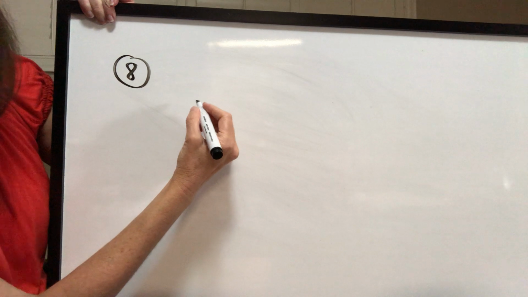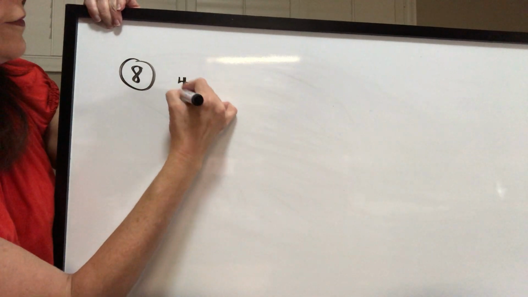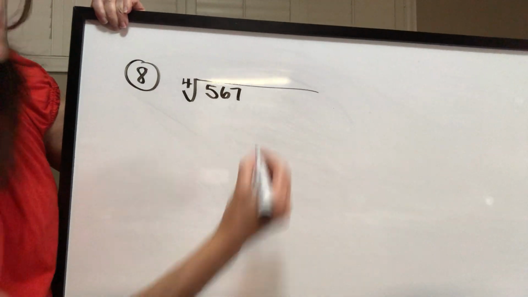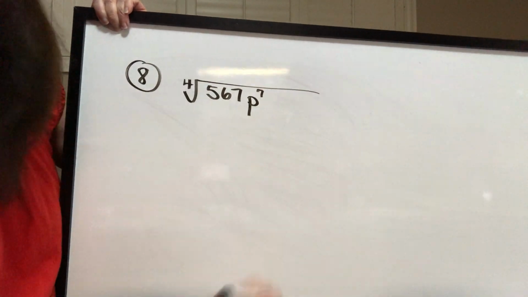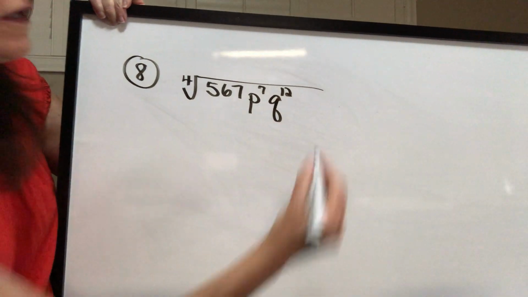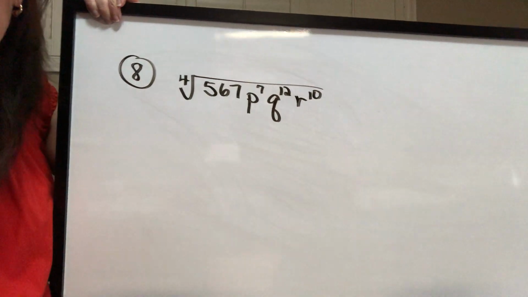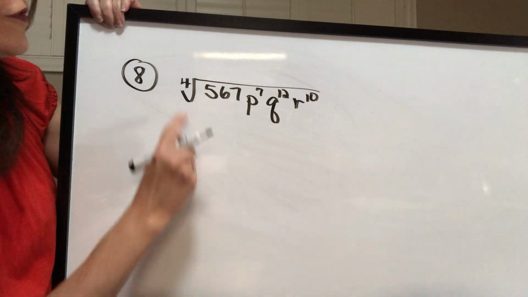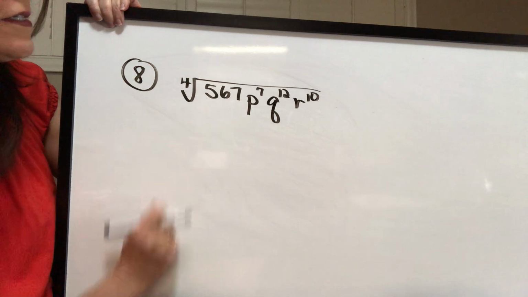Okay, number 8, we've got a 4th root of 567, p to the 7th, q to the 12th, and r to the 10th. Okay, so again, we think of each of the parts separately. So first of all, let's deal with this number, 567.